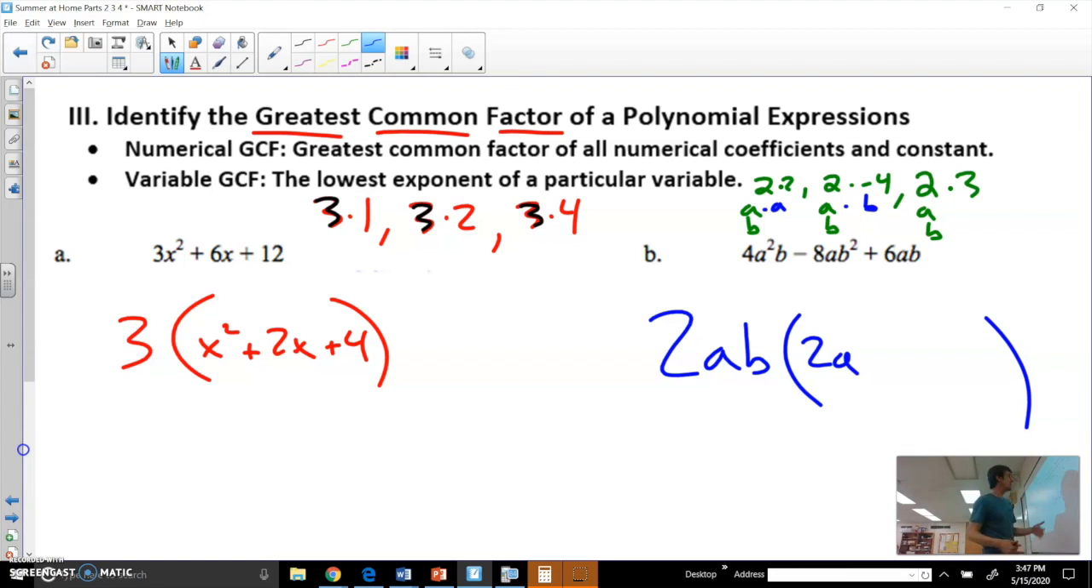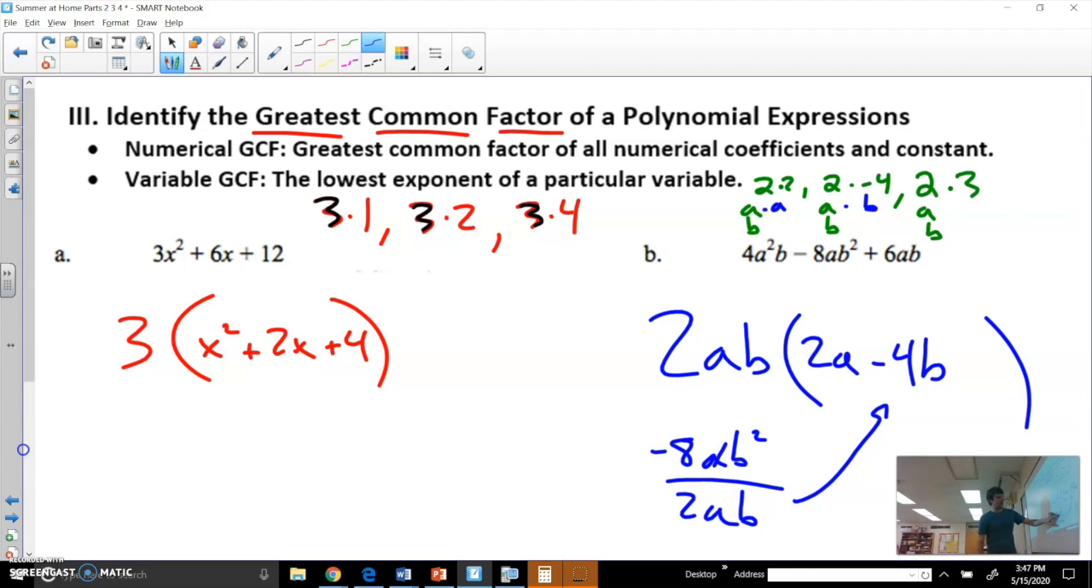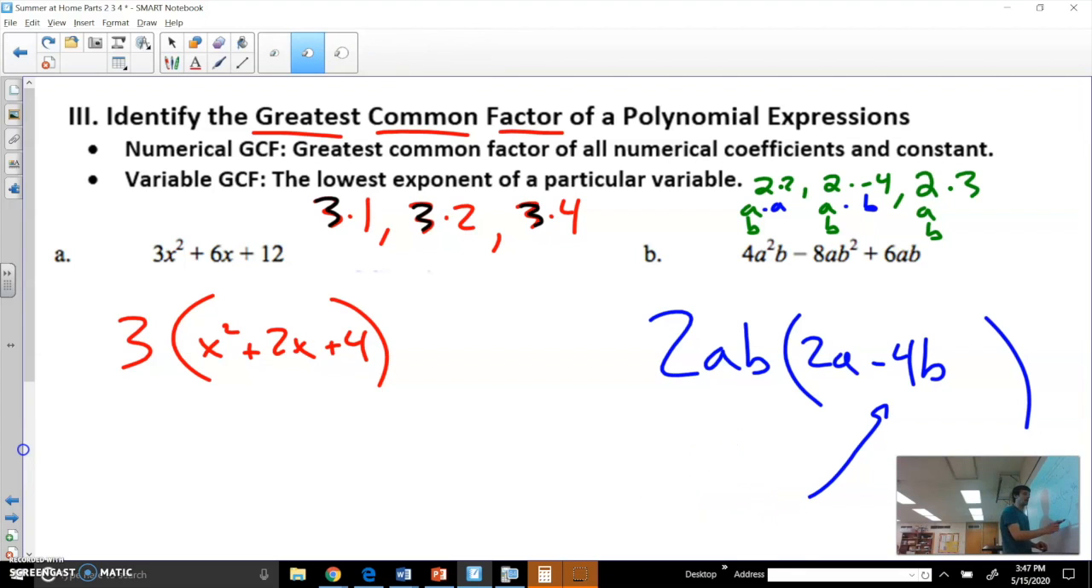Let's keep that going. The second one, if I divide negative 8 by 2, it leaves you with a negative 4. I've already taken an a out. I've already taken a b out, but that second term has an extra b that I need to take into account. So again, let me show you what I'm doing. I'm dividing that second position by what I said was the greatest common factor. Negative 8 divided by 2, negative 4. The a's cancel out. 1 minus 1 is 0. But for the b's, 2 minus 1, I have an extra 1 left there.